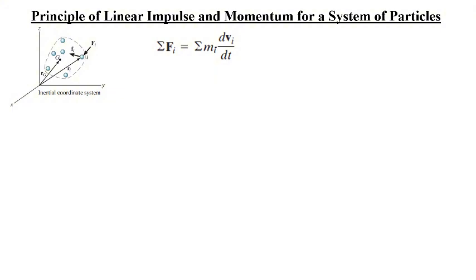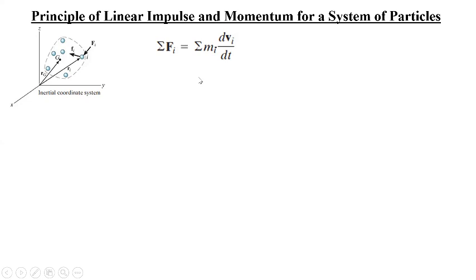Recall that the internal forces acting between particles do not appear in this summation because, by Newton's third law of motion, they occur in equal but opposite collinear pairs, and therefore they cancel out. So when we multiply both sides by dt, we have the summation of Fi dt, which is equal to the summation of mi dvi.